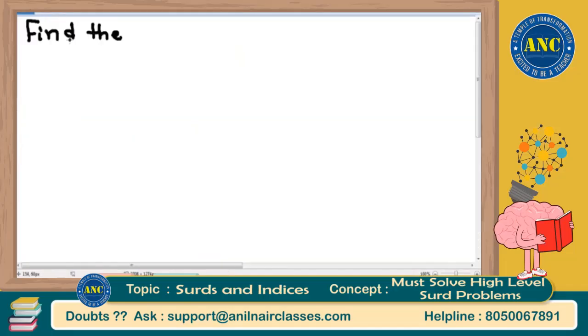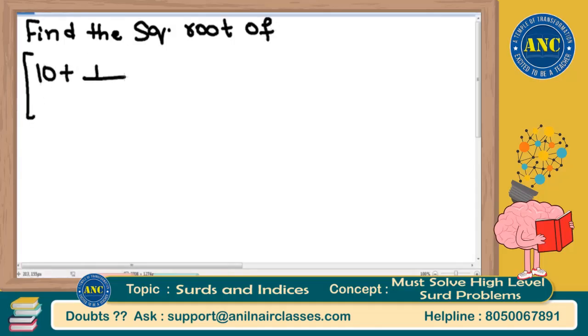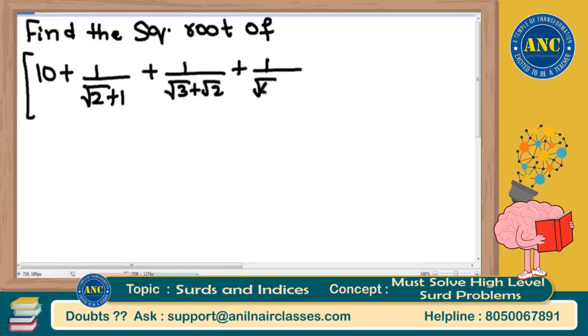Find the square root of. Your question is 10 plus 1 by root 2 plus 1, plus 1 by root 3 plus root 2, plus 1 by root 4 plus root 3, and the last term is 1 by root 256 plus root 255.